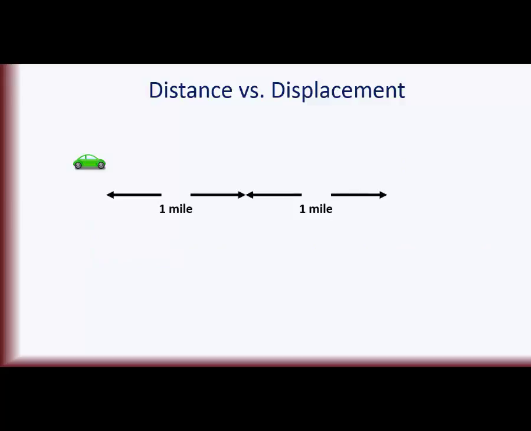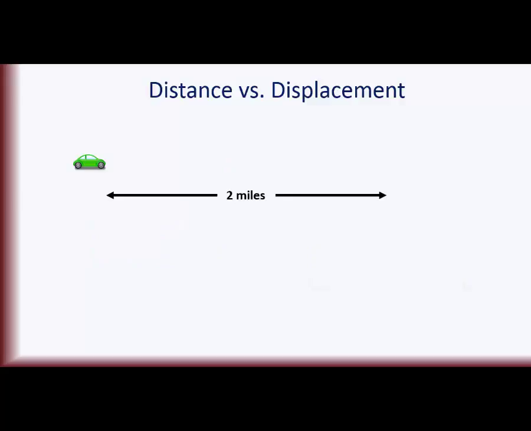In this next example, a car travels the same 2 miles, but then turns around and comes back 1 mile. The distance traveled is thus 3 miles. However, the final position of the car is only 1 mile from the initial position, and so the displacement in this example is 1 mile to the right.